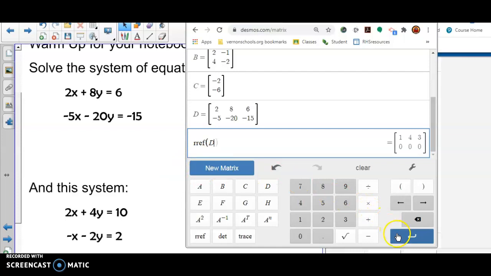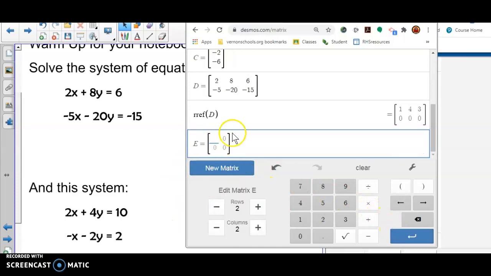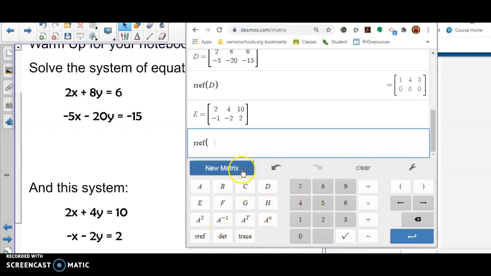And then what if I was doing the second one up there on my screen? So augmented matrix, 2, 4, 10, -1, -2, 2, enter, reduced row echelon form, E. And this one, I don't have a row of zeros, I have 0, 0, 1. So when x cancels out to 0, y cancels out to 0, and it's equal to 1 and not 0, then this one is your no solution situation. And you could solve this by hand, again, if you wanted to, and just confirm that.